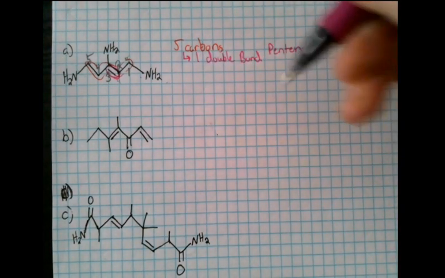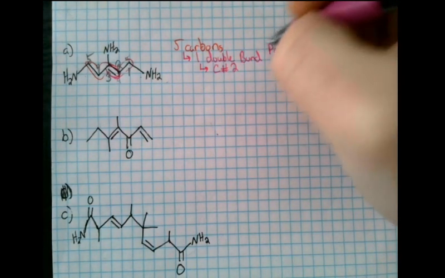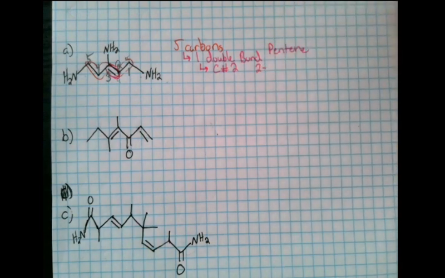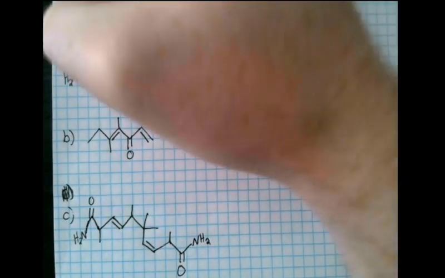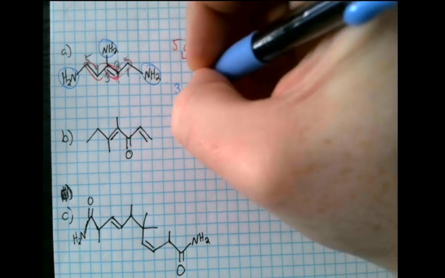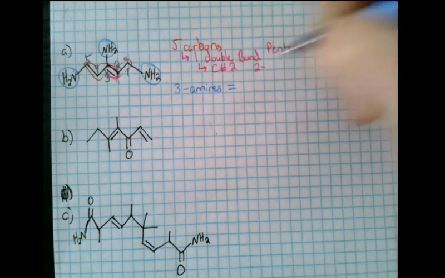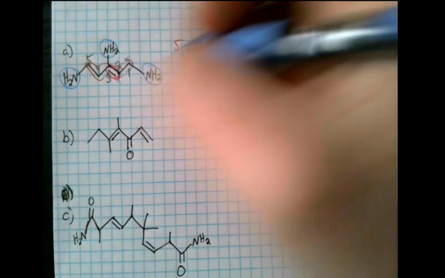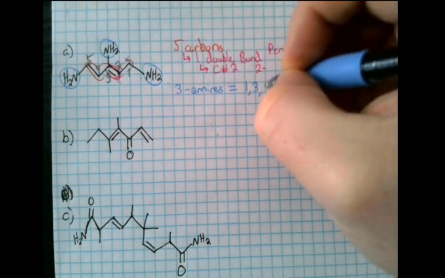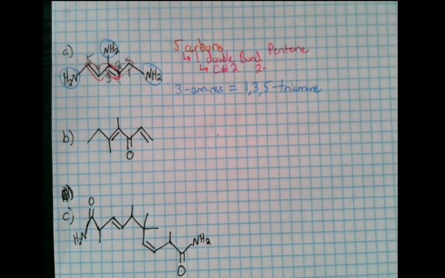Let me get my pink in here again. And then we just have to identify the other three pieces. So we've got 1, 2, 3. So I've got three amines. Okay, good, that's showing up on the page. So it's going to be 1, 3, 5 triamine.